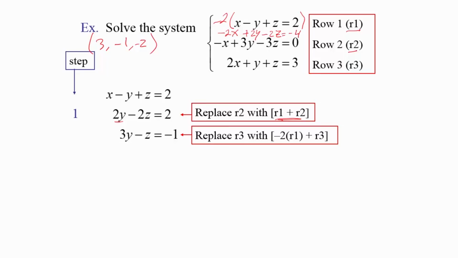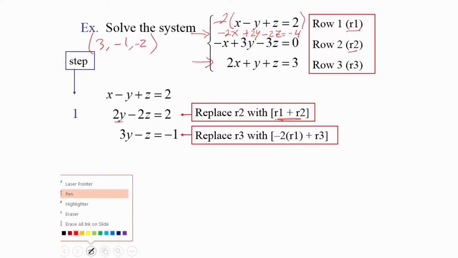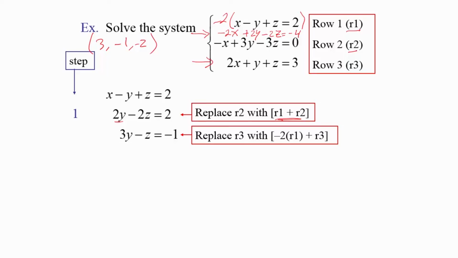Now when you add this one and this one, minus 2x and plus 2x would cancel. You have y and plus 2y, it would be 3y. That's what I have here. And you have z and minus 2z, that would be minus z. There it is. And then you have 3 plus minus 4, that would be minus 1.